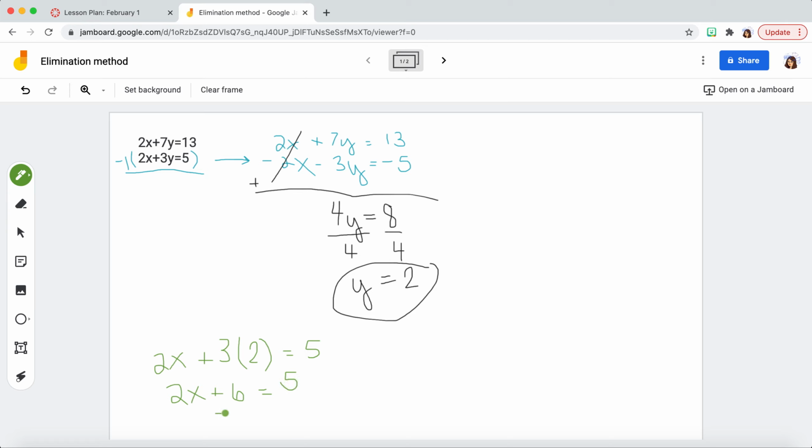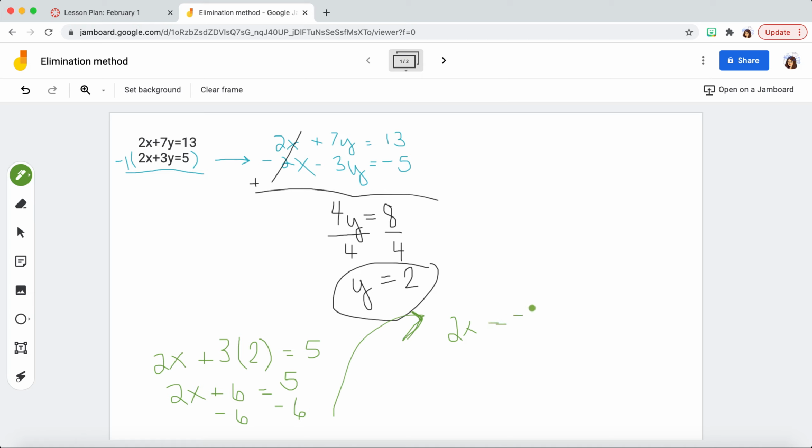Now I'm going to subtract the 6. Again, I'm trying to solve for x. So I'm going to subtract the 6. Now I'm going to go ahead and do my work over here. I didn't want to put it that far up, but that's okay. Okay. And so now that we have that, we're going to have 2x is equal to 5 minus 6.